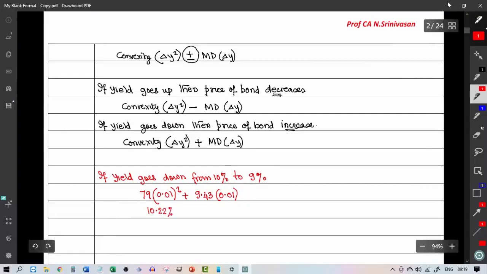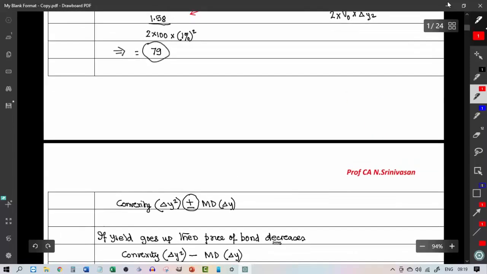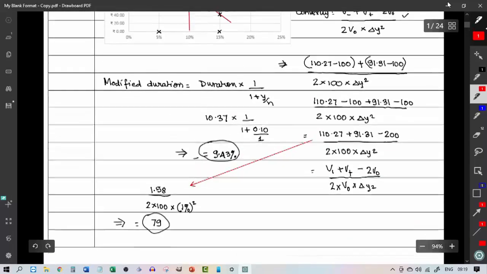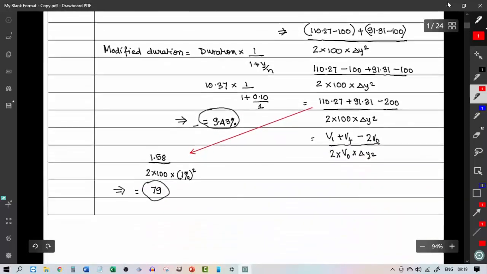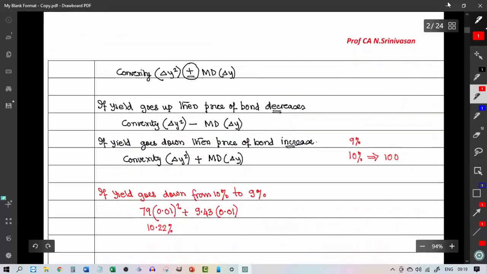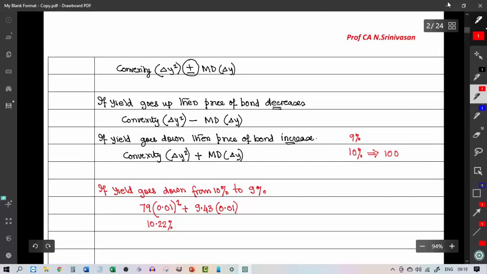Now if you notice, when the yield went down from 10 to 9 at 10%, the price of the bond was 100. But when the yield went down to 9%, what was the price of the bond? The price of the bond was 110.27. You see this? That's giving near about that same answer, give or take for the rounding off.